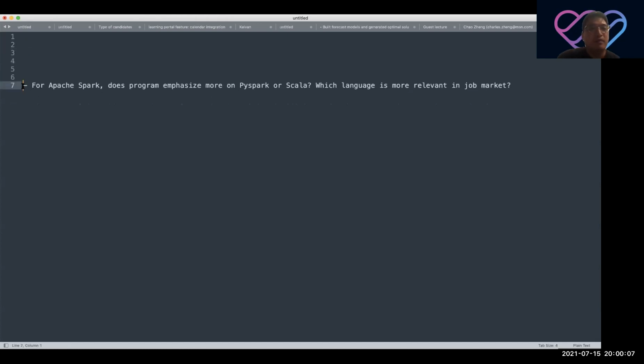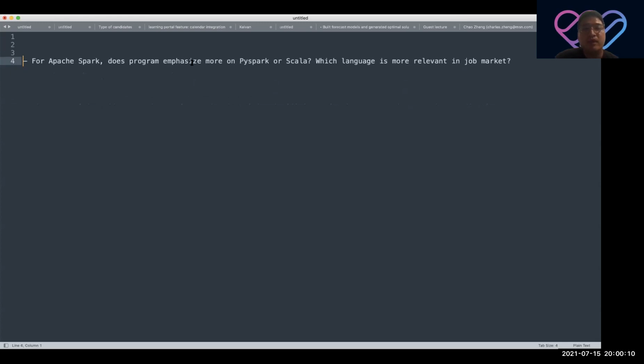So, for Apache Spark, does the program emphasize more on PySpark or Scala? Which language is more relevant in the job market? For Apache Spark, we teach Scala, and the projects are done and covered in both PySpark and Scala. In terms of the language, I think Scala is picking up the pace. A lot of companies are now looking for Scala developers, and the salary is also very competitive if you know Scala.